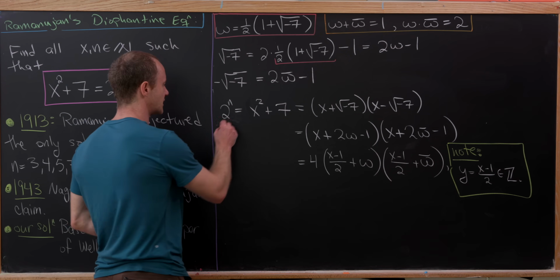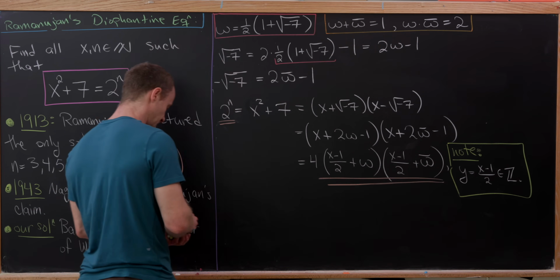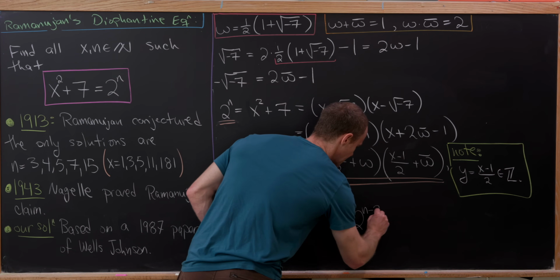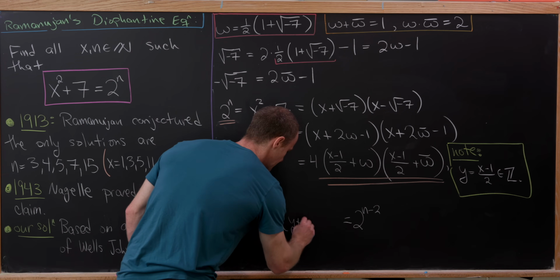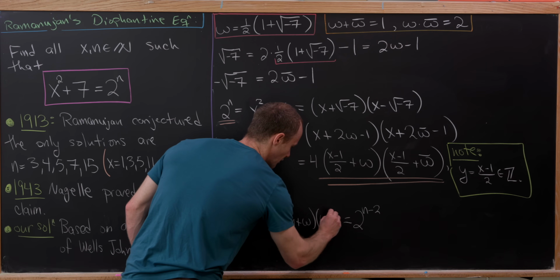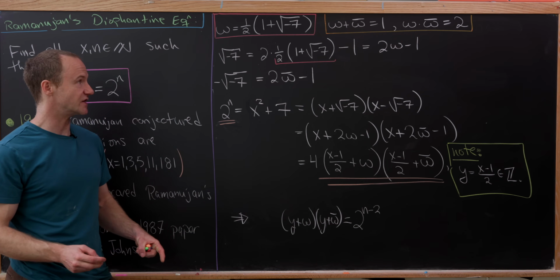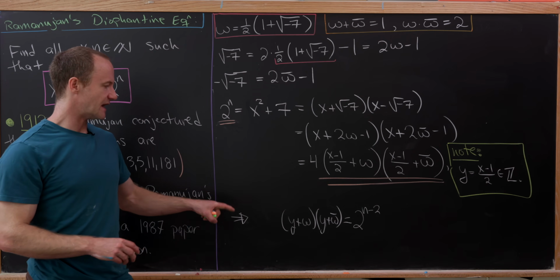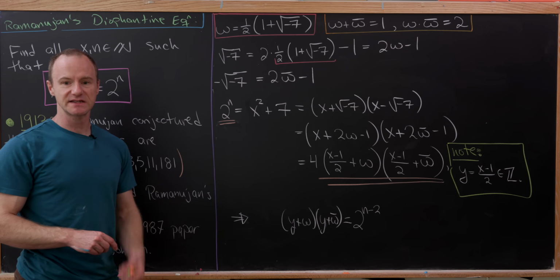Okay, so now let's step back and look at the equation we have produced. We have 2 to the n is equal to this thing right here. Well, I might as well divide both sides by 4, leaving me a 2 to the n minus 2 over here, and then replace my x minus 1 over 2 with y. So now we've got this new equation, y plus omega times y plus omega bar equals 2 to the n minus 2. And this is an equivalent equation to our original Diophantine equation over here. But now it's occurring within this extension of the integers.